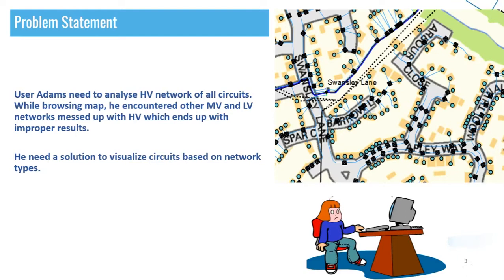Here is a situation. There is a user called Adams, who needs to analyze the high voltage network of all circuits. While browsing the map, he encountered other MV and LV, medium voltage and low voltage networks, which got mixed up with high voltage, so he finally ends up with improper results.